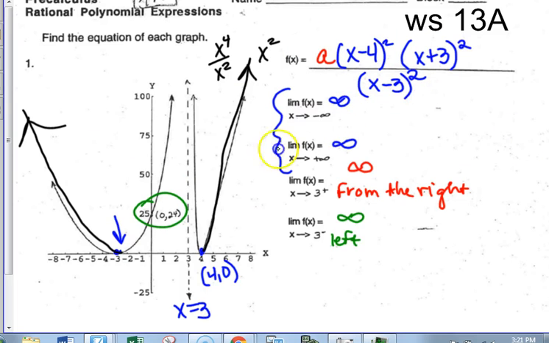So if I put in the 24 here for the y value, I'd have 24 equals a. What do you get up top if you put a 0 in for all those x's? 0 minus 4 squared would be 16. 0 plus 3 squared would be 9. And in the denominator, you get 0 minus 3 squared, which is 9. Can we just get rid of those 9s? Life is good. Okay. What's 24 divided by 16?